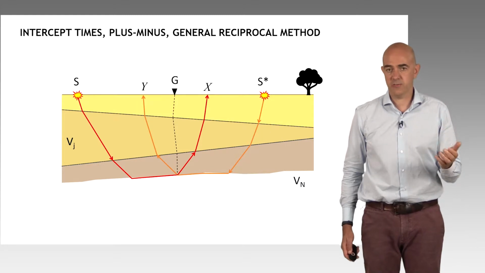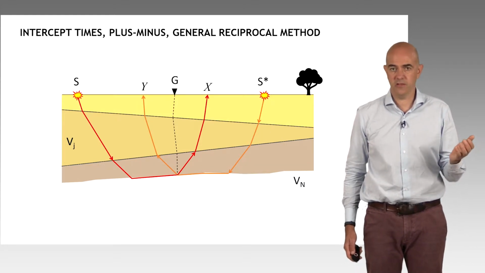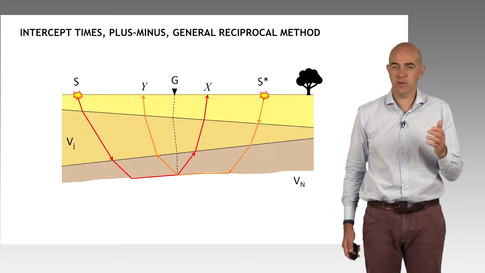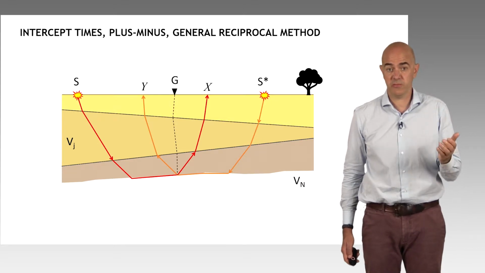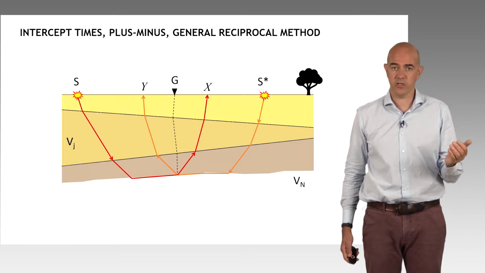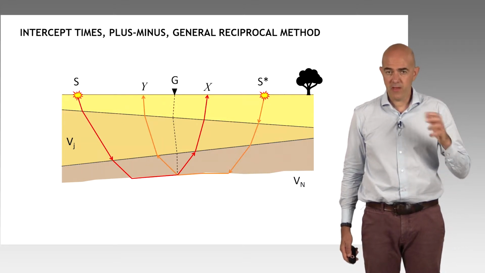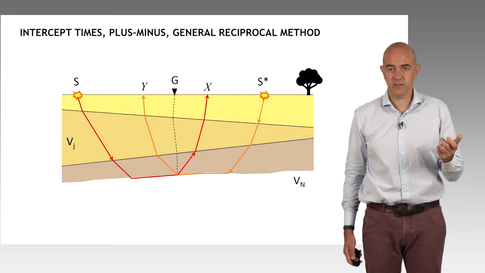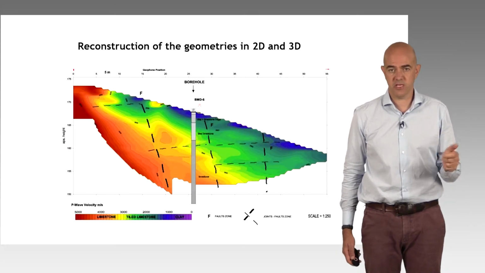The processing and interpretation techniques can be more complicated. There are techniques which are based simply on the interpretation of the intercept times, techniques that use a higher redundancy, like the plus-minus and the reciprocal methods. But the method can be pushed to a higher complexity and reconstruct complex subsurface geometries.